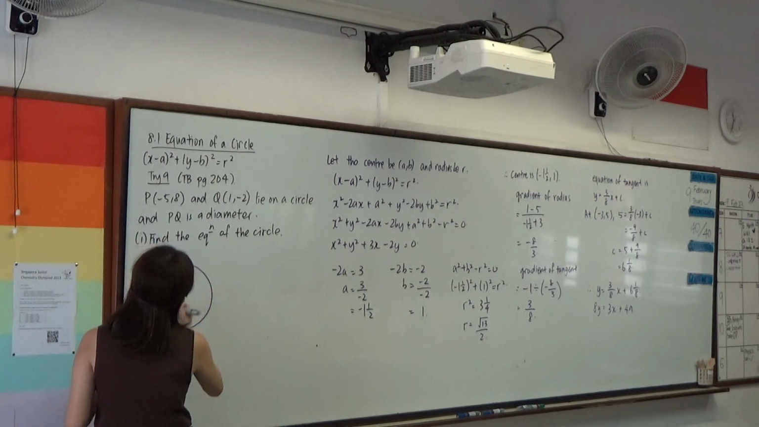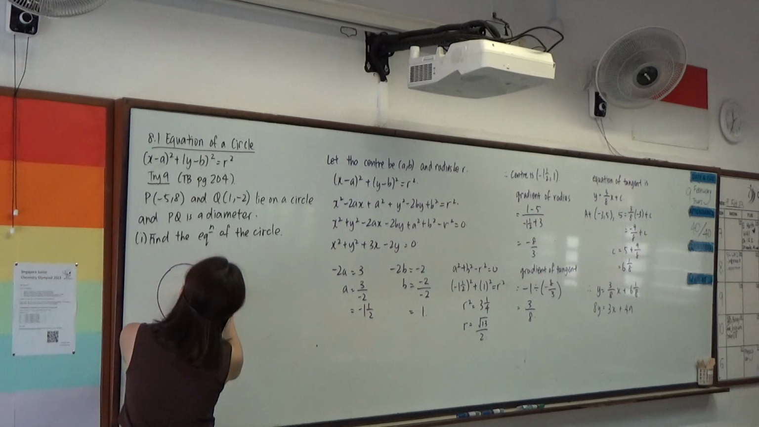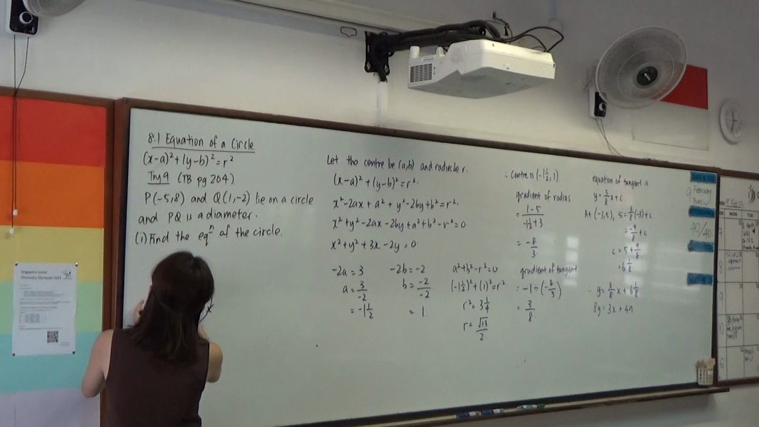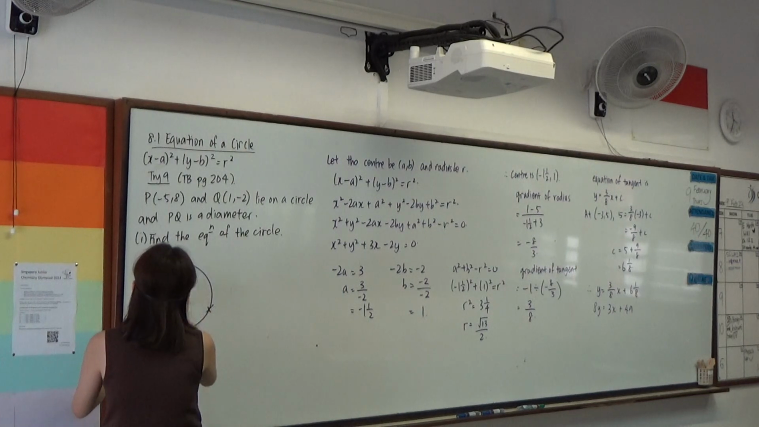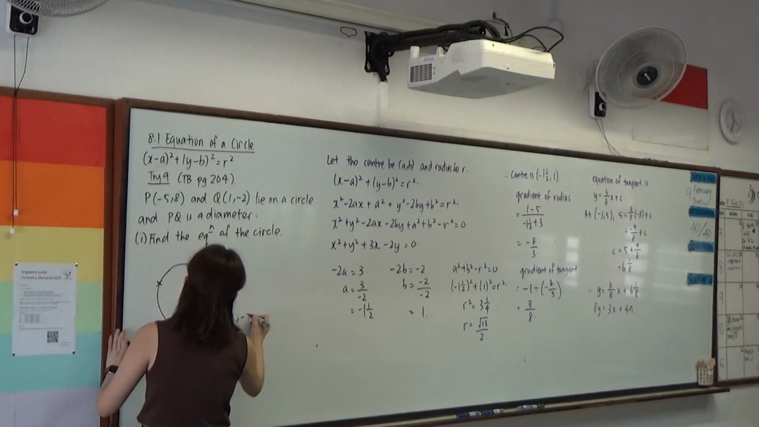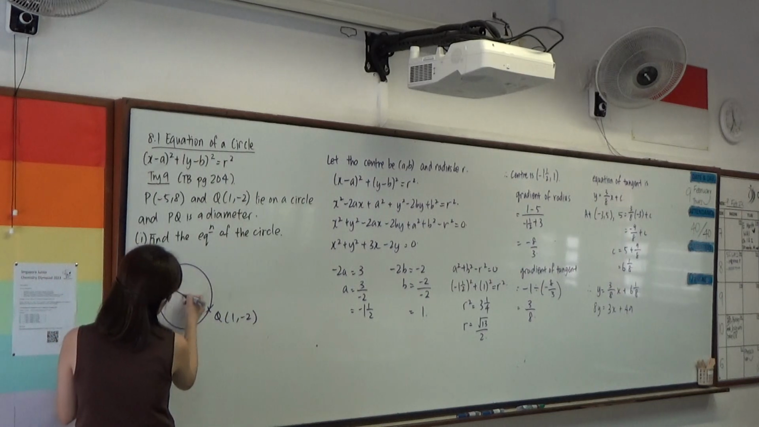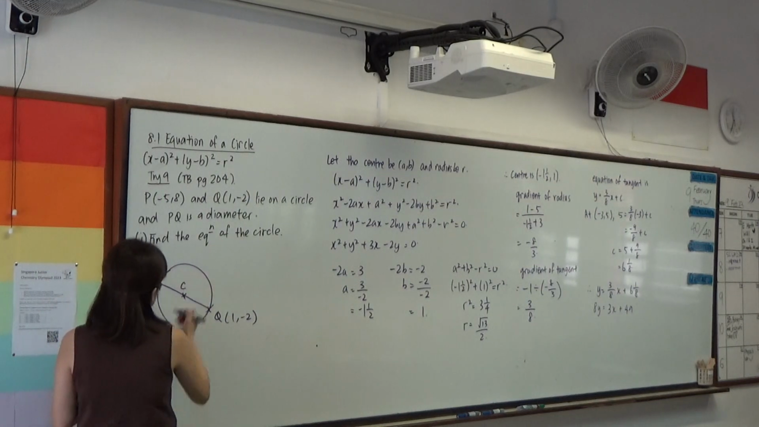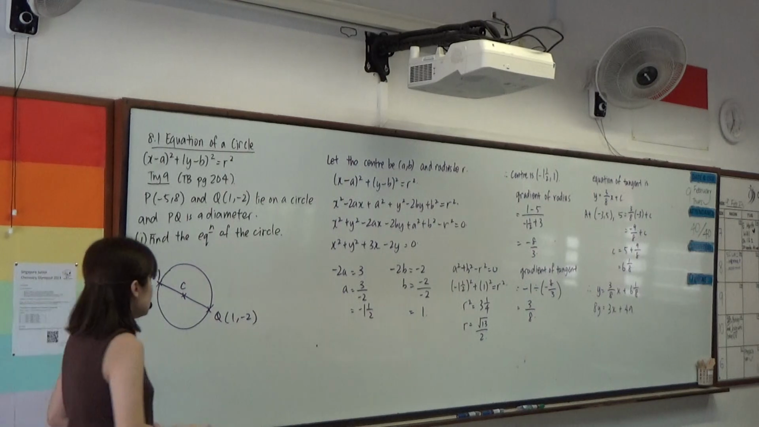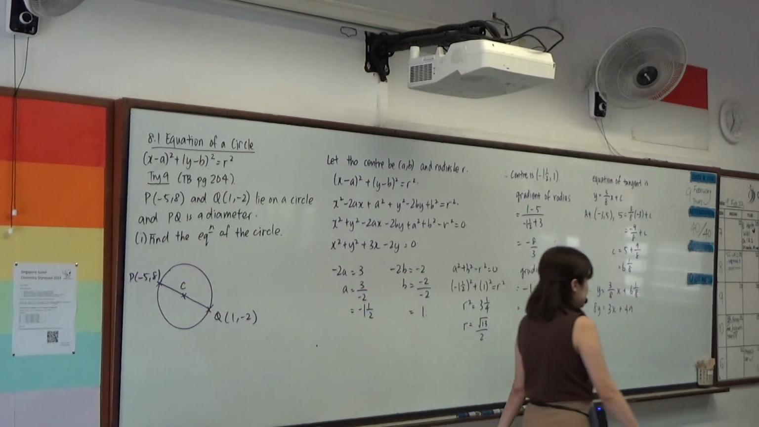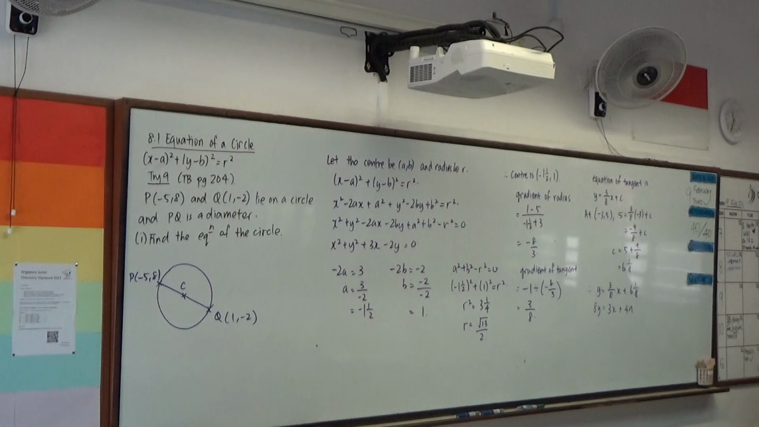So imagine it out. Y at (1, -2), maybe around here, and (-5, 8). You can find the radius, you can find the center using the midpoint formula. Right? I'll give you about 5 minutes to work on that.